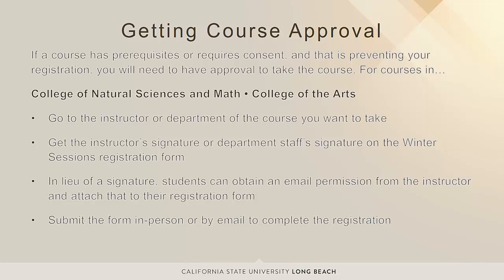If a course has prerequisites or requires consent, and that is preventing your registration, you will need to get approval to take that course. For courses in the College of Natural Sciences and Math, or the College of the Arts, you go to the instructor or department of the course you want to take, get the instructor's signature or department staff's signature on the Winter Sessions registration form, and then you submit the form in person or by email to complete the registration. In lieu of a signature, students can also obtain an email permission from the instructor and attach that to their registration form.